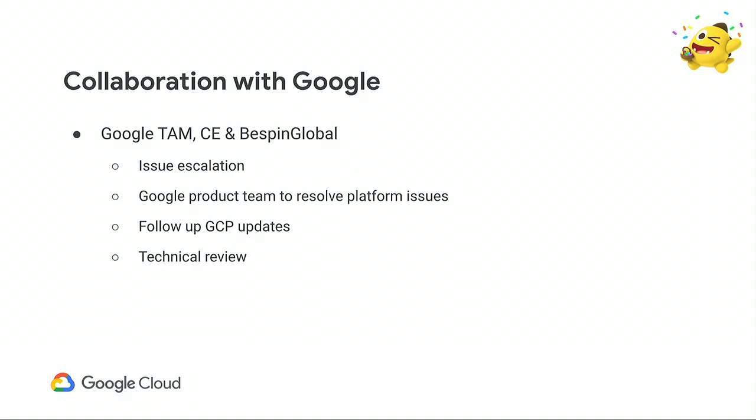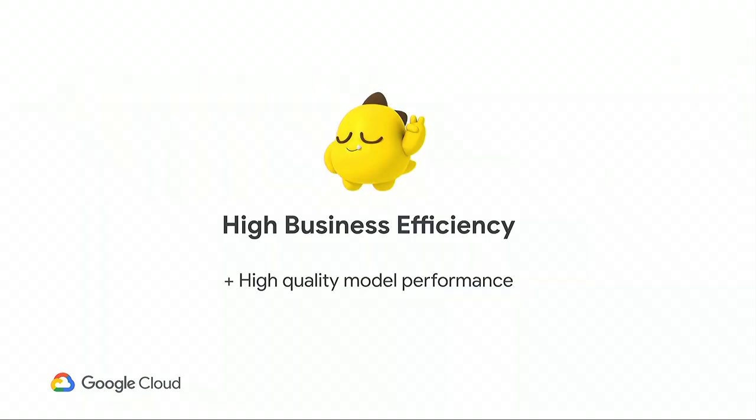There was also a lot of support from the Google technical account managers and customer engineers like Jason. And also we had Bespin Global, who is our GCP partner. They were there to help us when there was any problem with GCP. They also shared some updates with us so that we could prepare for them. And they provided a lot of support so we could have smooth collaboration with Google. As a result, we finished our project successfully and efficiently. What I mean by efficiently is that we only used few human resources and little time.